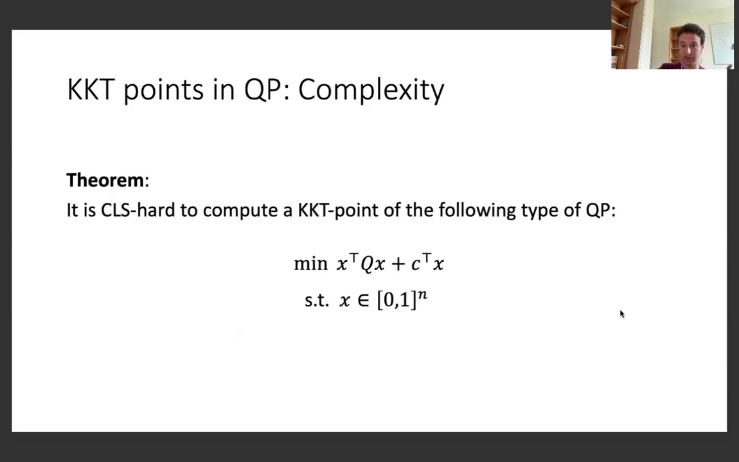And the main result of our work is that, yes, the problem remains just as hard. It's CLS hard, CLS complete, in the quadratic programming case. So if the objective function is just a quadratic polynomial, and our hardness result holds even for the simplest box constraints. So we just assume that x lies in the standard unit box. In the rest of this talk, I will give a very, very brief, high level overview of how we prove this. And then I'll mention some open questions.